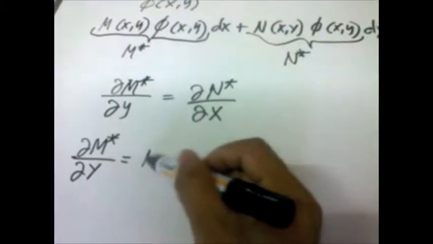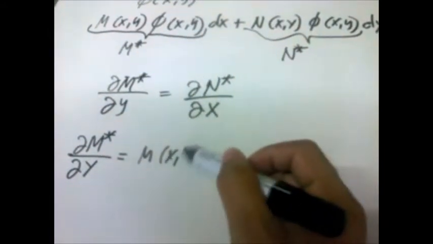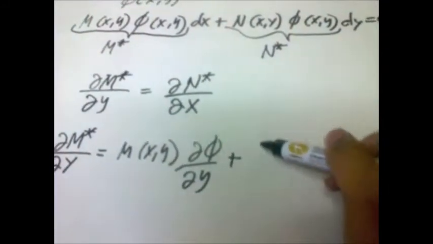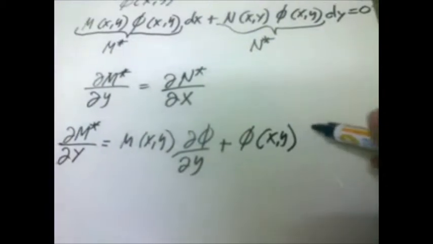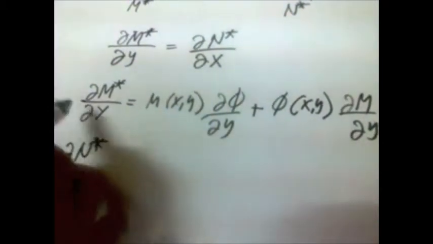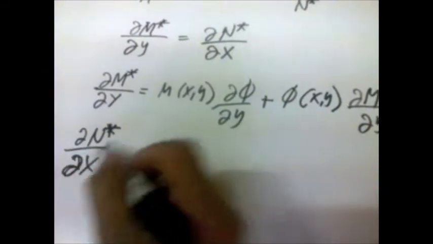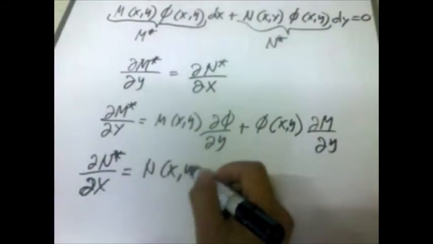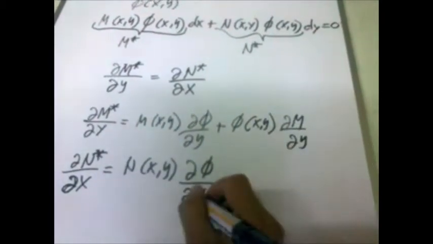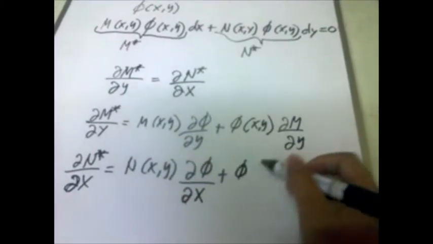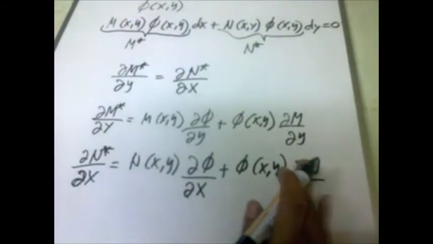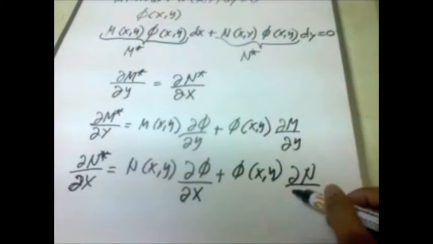So that is why we're going to use the product rule. M(x,y), of course, times the partial derivative of phi over the partial of y, plus phi(x,y) multiplied by the partial derivative of M over the partial derivative of y. As well as for N, similarly to the process above, with respect to the partial derivative of x: N(x,y) multiplied by the partial derivative of phi over the partial derivative of x, plus phi(x,y) multiplied by the partial derivative of N over the partial derivative of x.